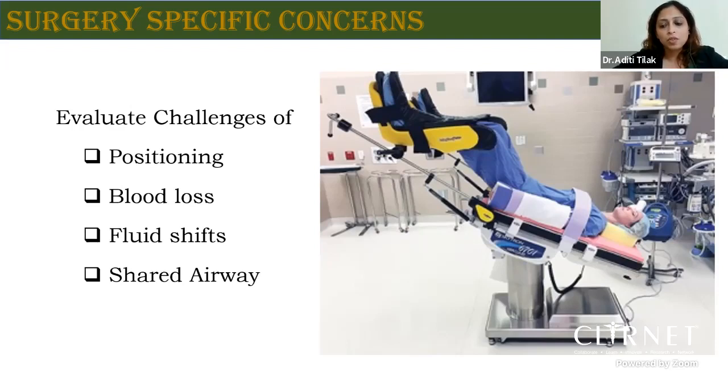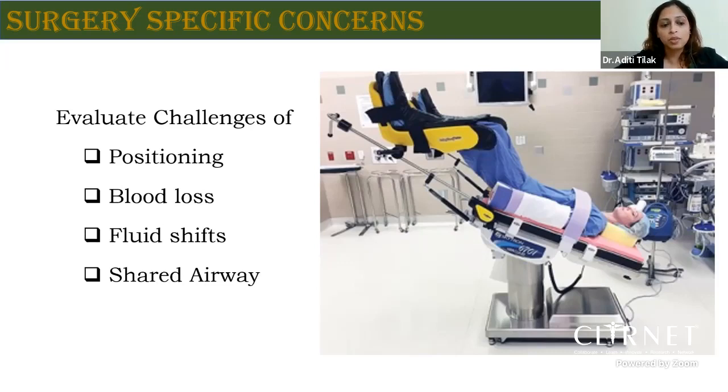Another area of concern from the surgical point of view is head and neck surgeries and thoracic surgeries, where there's likely to be a shared airway between the anesthetist and the surgeon. Anatomical sites of the tumor can make your intubation and ventilation very difficult. So a thorough airway assessment and having a clear plan of airway management is essential. Similarly, for thoracic surgeries, a clear plan of what the ventilation is going to be like intraoperatively is extremely important.